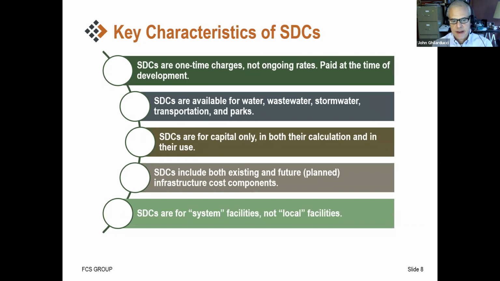That final bullet is about a share of major system facilities, not local facilities. If we were talking about water, we'd say this is not the water meter, this is a share of the reservoir, a share of the treatment plant, and similarly for parks, it's about district system parks.